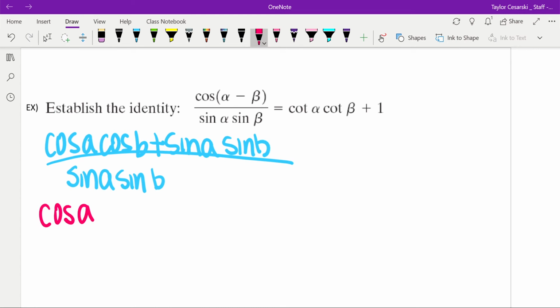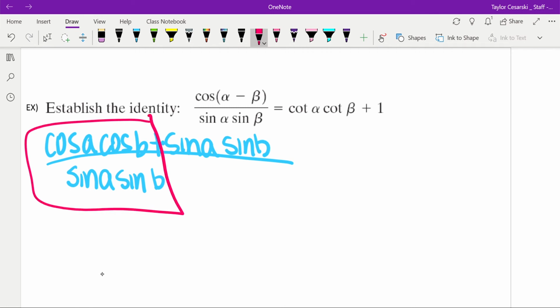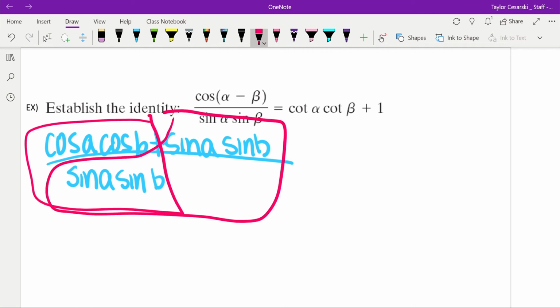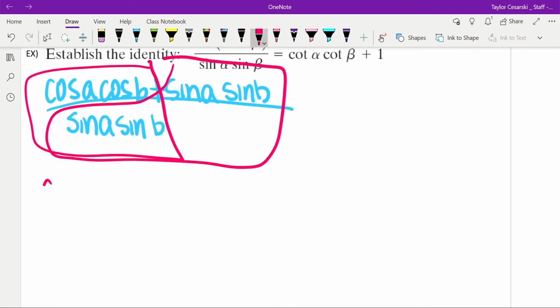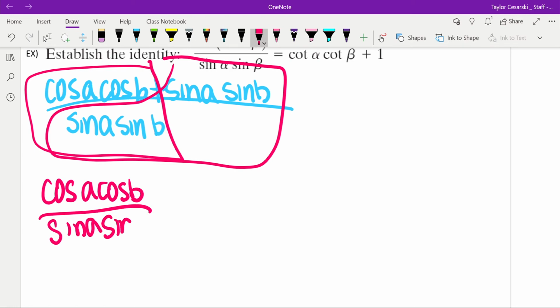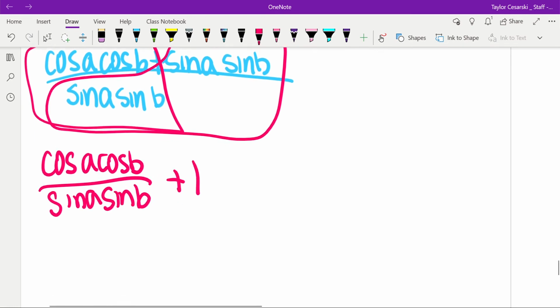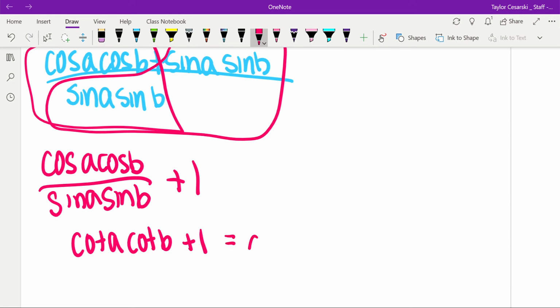Cosine of A, actually, I'm not going to write all that out. All right, let's recognize something. I can break this up into two parts, the left side and the right side. Now, the right side is just going to equal 1 because sine of A, sine of B over sine of A, sine of B is just 1. So I'm really going to be talking about cosine of A, cosine of B over sine of A, sine of B plus 1. All right, so in both cases, I have cosine over sine. That's just going to be cotangent of A, cotangent of B, plus 1. And that's the same thing as what I have on the right side. So I check it off.